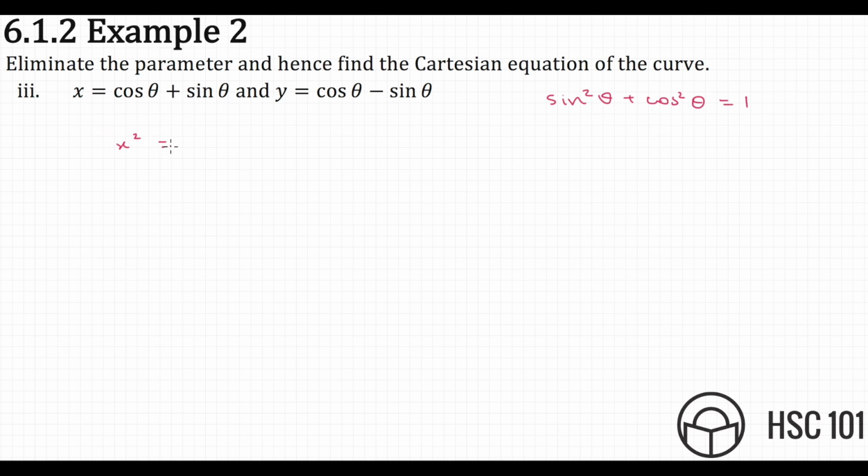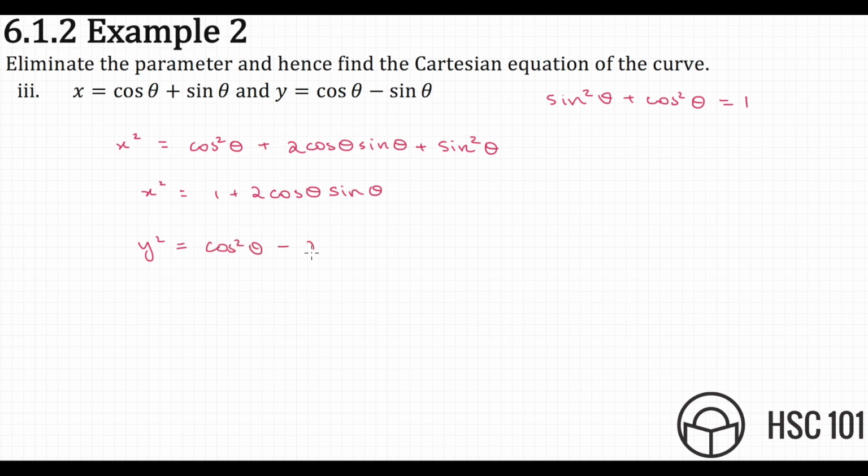If I take x and I square it, what we're looking at is, of course, cosine squared theta plus 2 times cosine theta times sine theta plus sine squared theta. And of course, we all know that sine squared plus cosine squared equals 1. So in other words, x squared in this case is just 1 plus 2 cosine theta times sine theta. Alternatively, if I take y and I square it, I'll be looking at cosine squared theta minus 2 cosine theta sine theta plus sine squared theta.